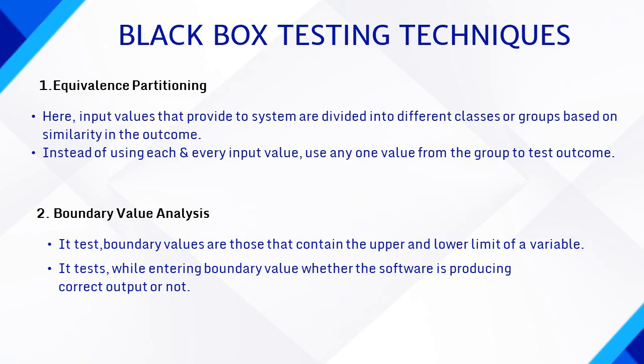The second technique is boundary value analysis. In this method, testers focus on the boundary values, which are the upper and lower limits of a variable. The goal is to check whether the software produces the correct output when these boundary values are used as input. This helps catch errors that often occur at the edge of input ranges.